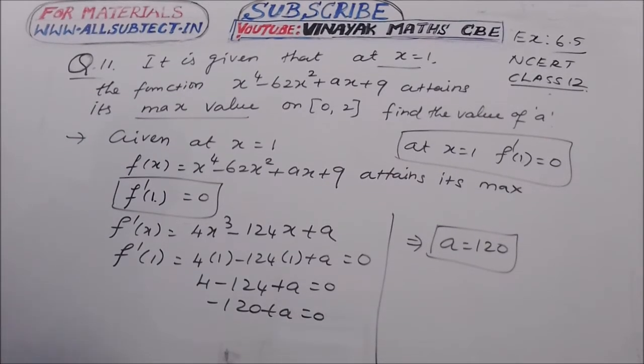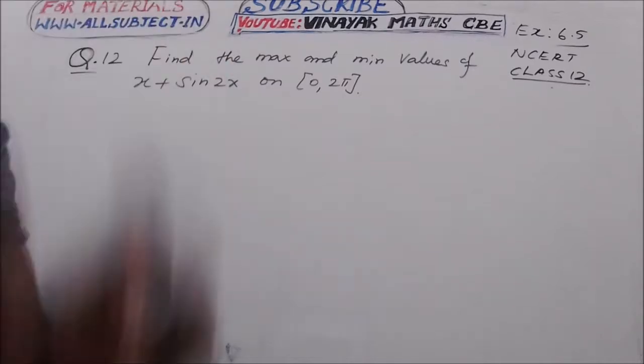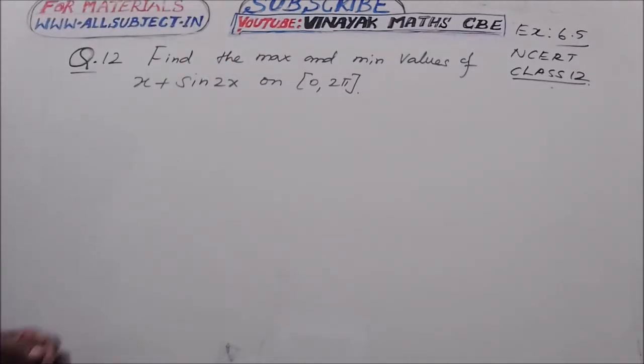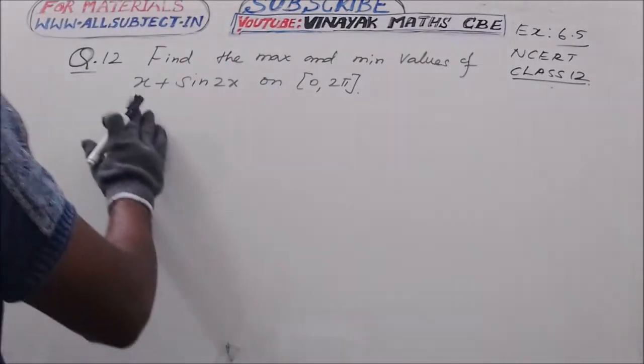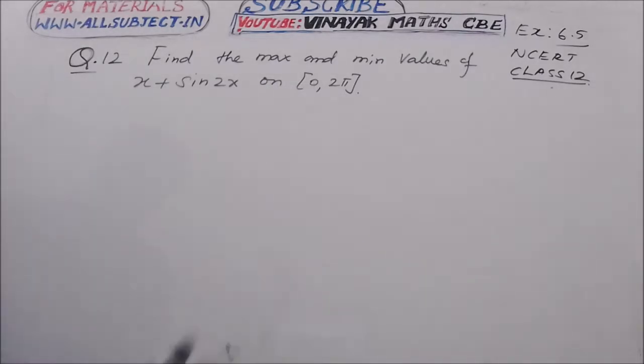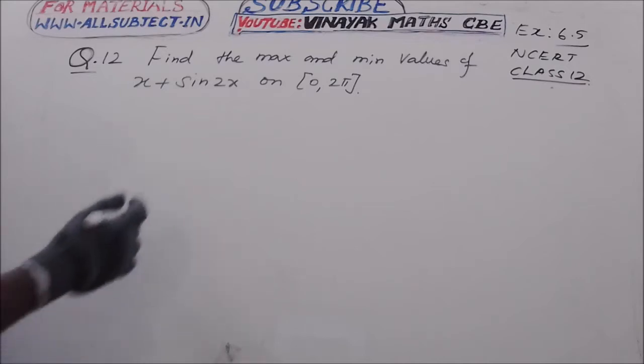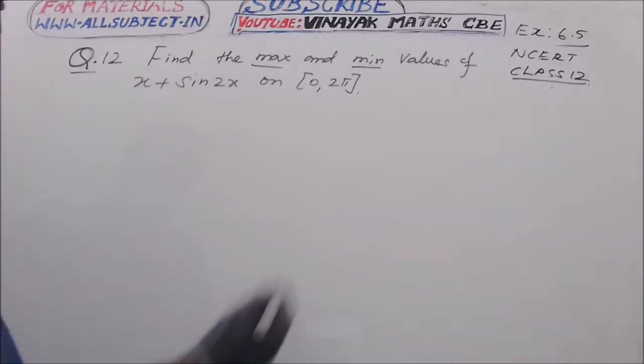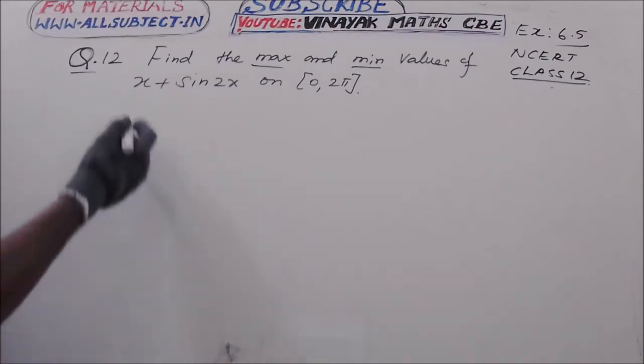Question number 12. Find the maximum and minimum values of x plus sin 2x on the interval 0 to 2 pi. So to find the maximum and minimum value, we need f dash of x and we need to substitute f dash of x equal to 0.